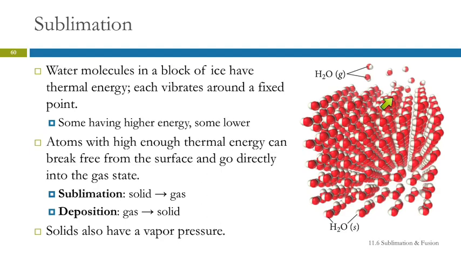So if you have a molecule at the surface with high kinetic energy, it may have enough kinetic energy to break off into the gas state. And that's known as sublimation. Now, it doesn't happen very quickly, but it does happen. So that would lead to a vapor pressure. And so solids also have vapor pressure. It's a very low vapor pressure generally, but they do have vapor pressures.